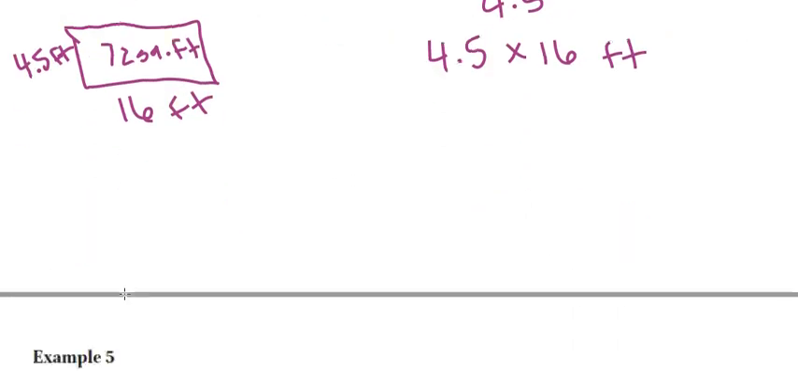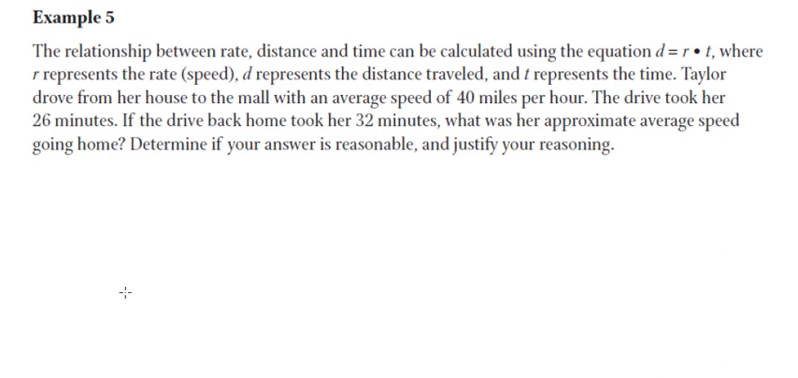So we're going to look at the last example here. Example 5 talks about the relationship between distance and time. So it says that distance is equal to the rate times the time, where D is distance, R is the rate, and T is the time. It tells you that Taylor drove from her house to the mall with an average speed of 40 miles per hour. So that is going to be a rate. It says the drive took her 26 minutes. So some distance that she traveled from her house to the mall is going to be equal to her rate times her time.